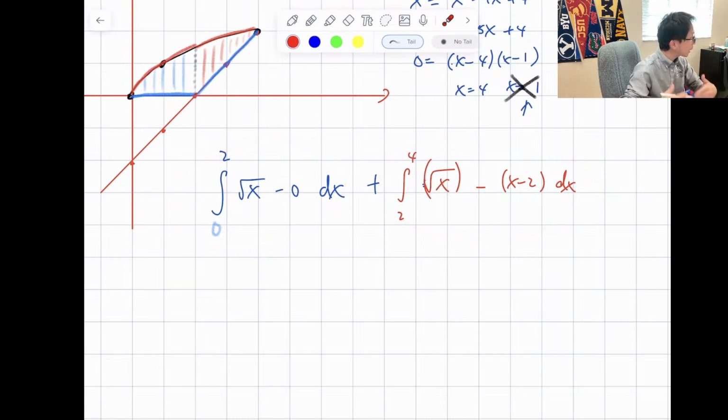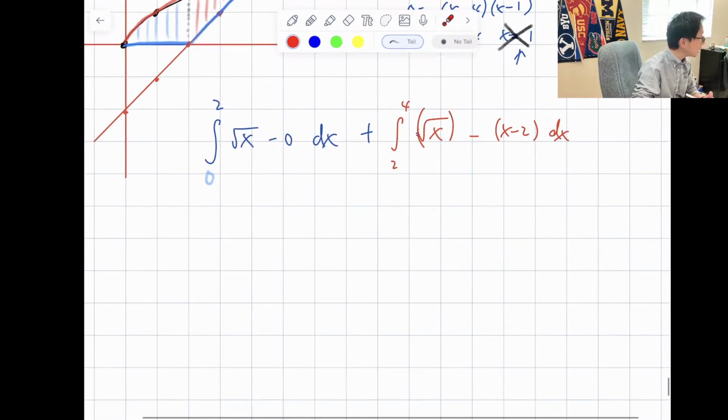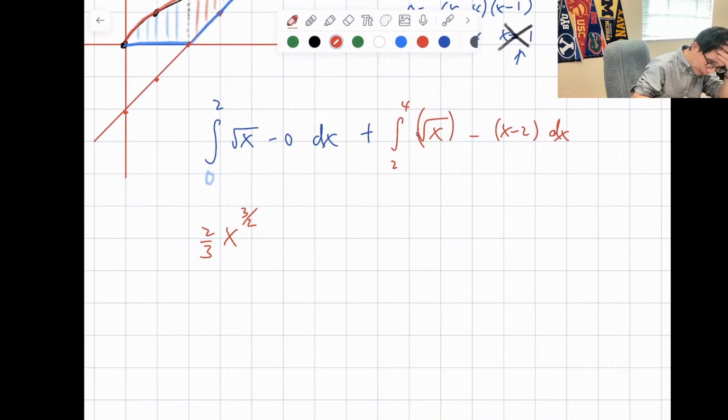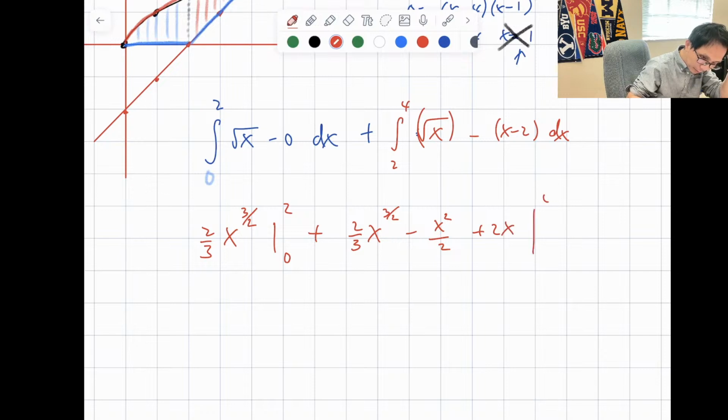Now, this part is what I'm going to do. I'm going to do the evaluation by hand after I verify my answers are correct. Does that make sense? Okay, so here, the integration of x to the 1/2 will be 2/3 x to the 3/2, between 0 and 2, plus the integration of this one, which is going to be 2/3 x to the 3/2 minus x squared over 2, plus 2x, between 2 and 4.